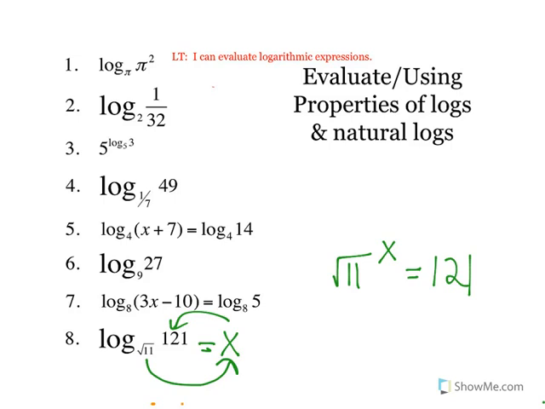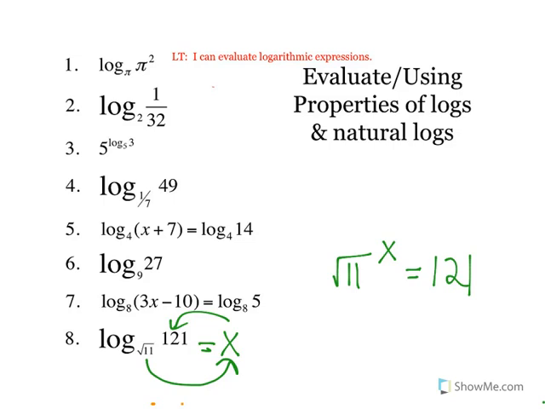I've got the square root of 11 to the x power equals 121. I don't know how to work with that because I've got a square root on one side raised to a power and then a whole number on the other side. I really need to rewrite the square root of 11 as a number raised to a power.